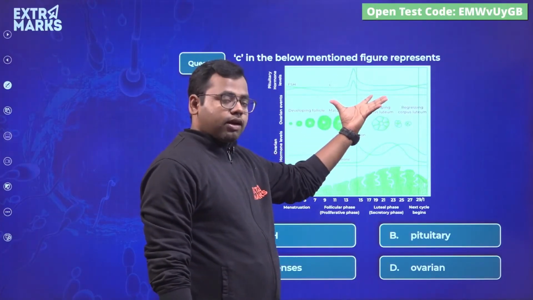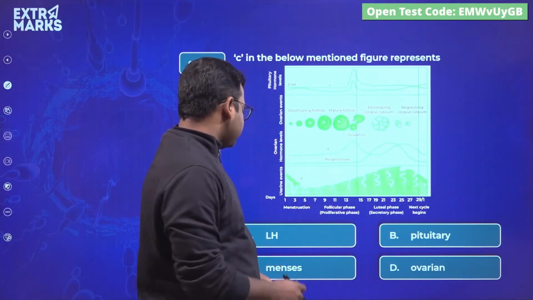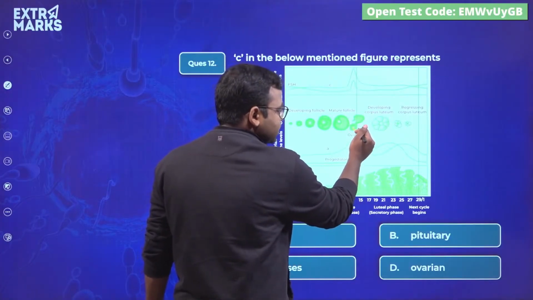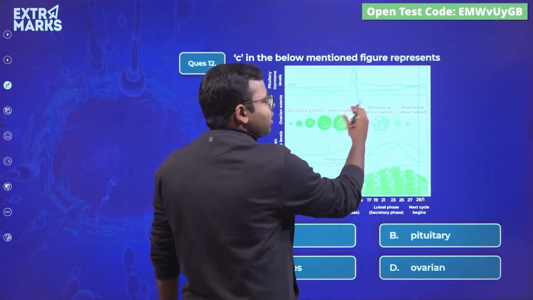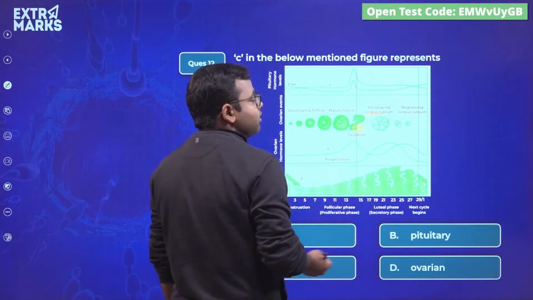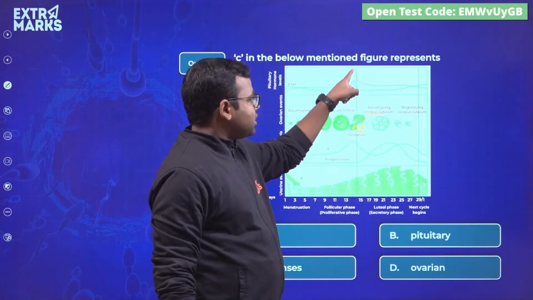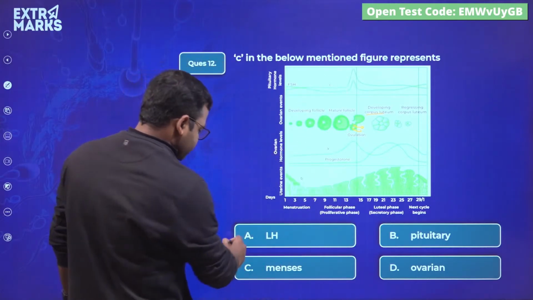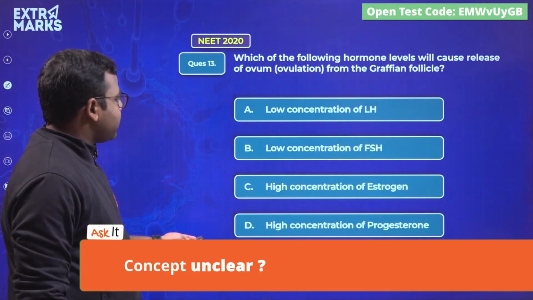The Graafian follicle ruptures when the LH is at the peak, and then the egg, the secondary oocyte, is released out, and the remnants are converted into corpus luteum, which releases the progesterone, right? Now, what is this C, which is at the peak in the middle of the month? This is LH, luteinizing hormone. So luteinizing hormone is there in option A. Moving on to the next question.